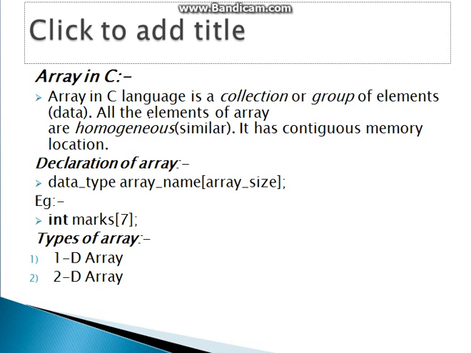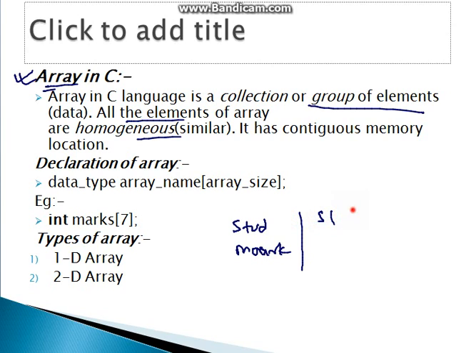Now another concept in C language is arrays. An array in C language is nothing but a collection of a group of elements. All these are homogeneous, and it is contiguous memory. Now, for the declaration of an array with name and size, for example, if there are students and for the students there are marks: student number 1, student number 2, and so on. So this is nothing but a one dimensional array.